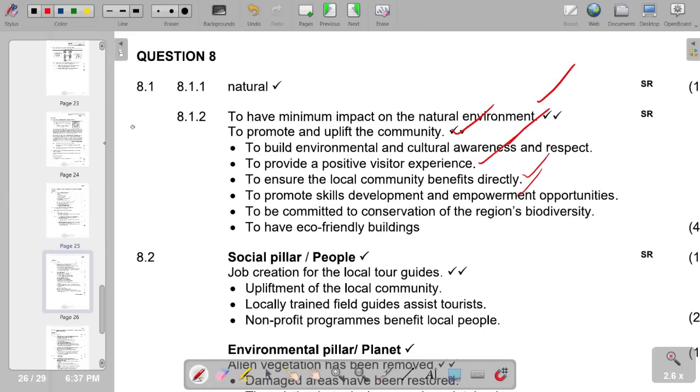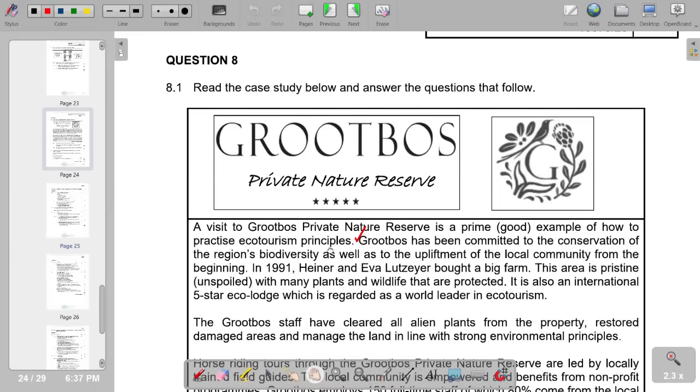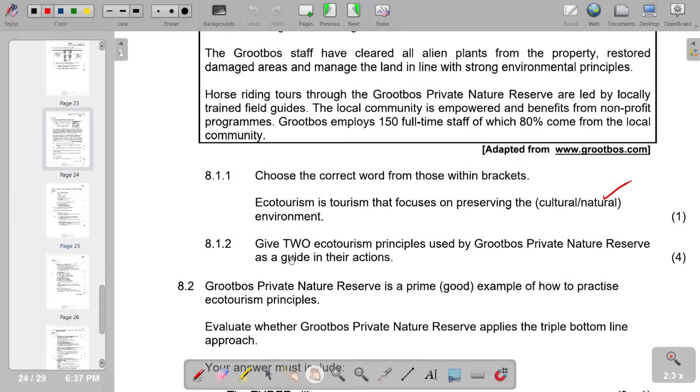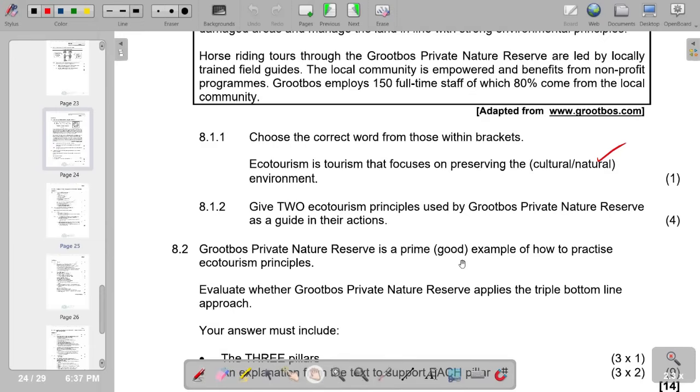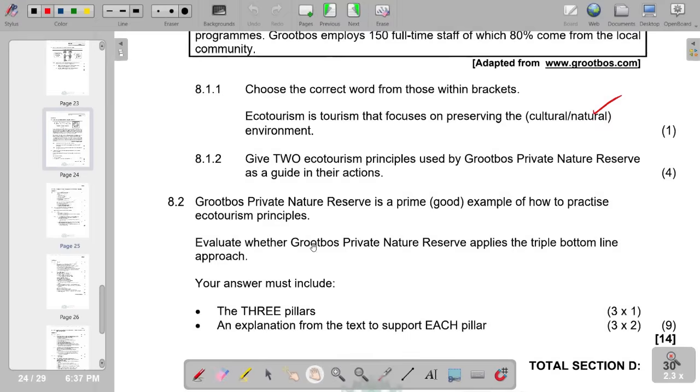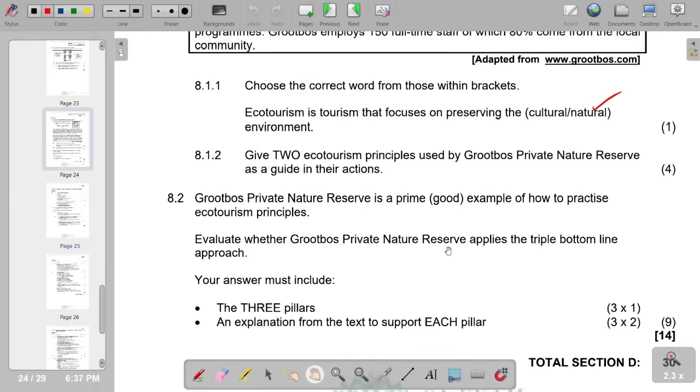Then on the next part, which is now 8.2, Groot Bos Private Nature Reserve is a prime or good example of how to practice ecotourism principles. Evaluate whether Groot Bos Private Nature Reserve applies the triple bottom line approach. Your answer must include the three pillars and explanation from the text to support each pillar. So we are going to deduce a social pillar, environmental pillar.